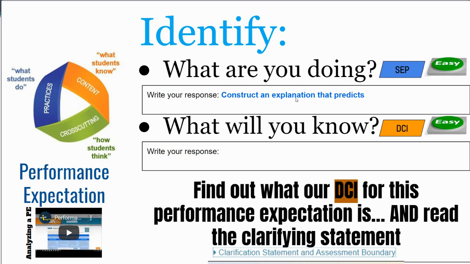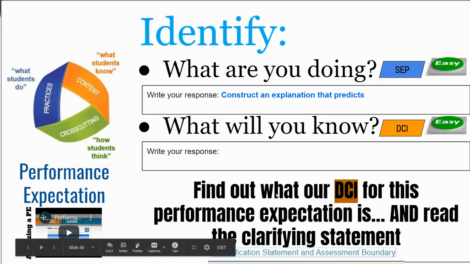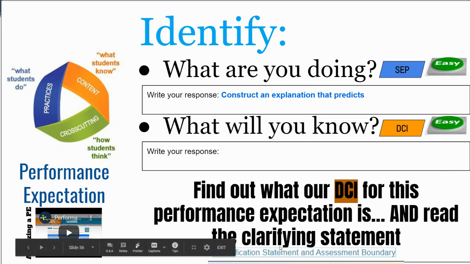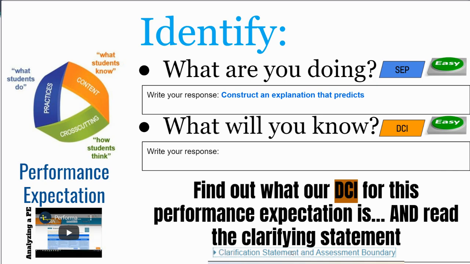So we are going to be constructing explanations to predict something. We're going to be looking for a way to explain how we can predict something. What are we predicting? This is what we need to now be able to know. So if you remember, the DCI stands for the disciplinary core idea. What are we going to explain and what are we making predictions about? So find what our DCI is for this performance expectation, and also please read the clarifying statement, which is the little blue button right underneath the performance expectation. Go ahead and pause the video, come on back once you have written down the DCI and read the clarifying statement.